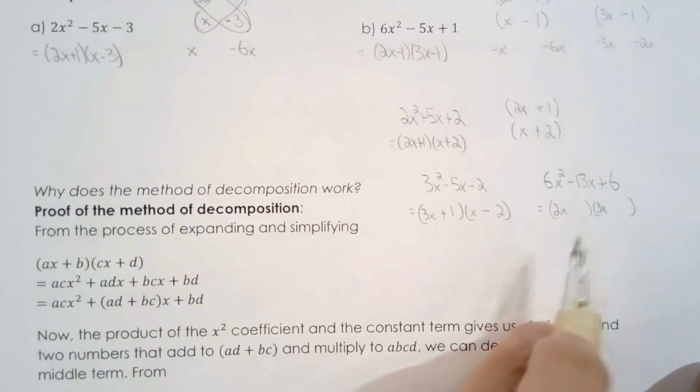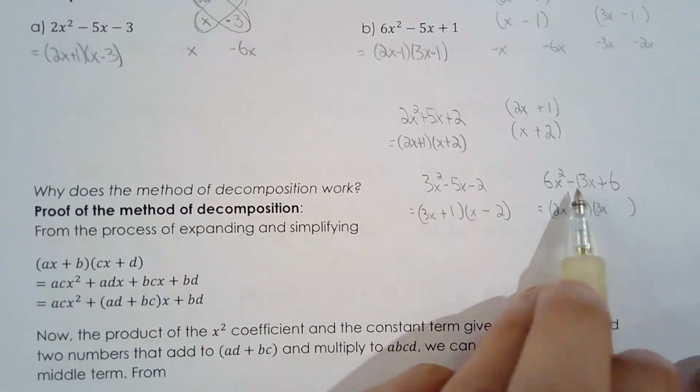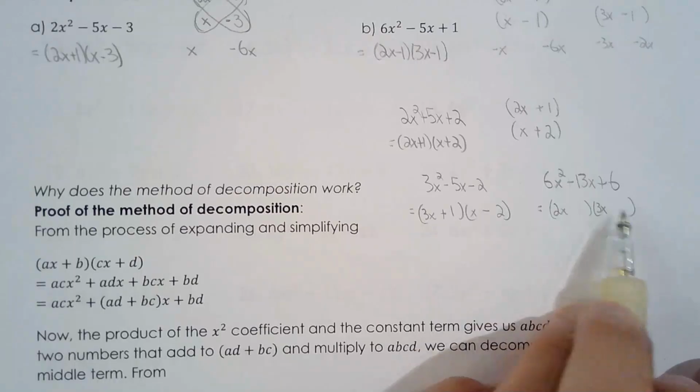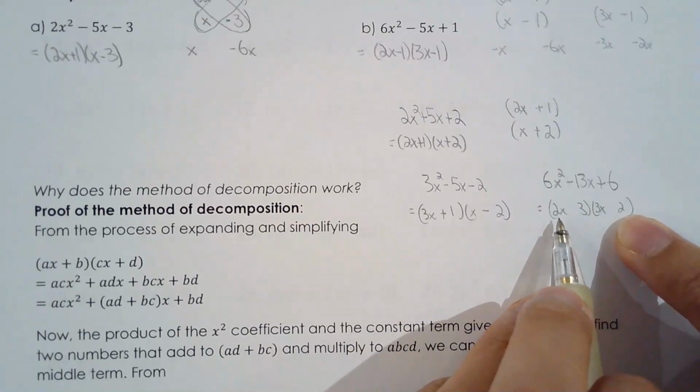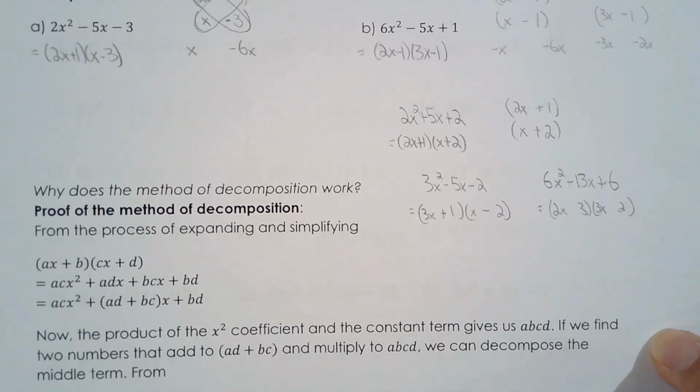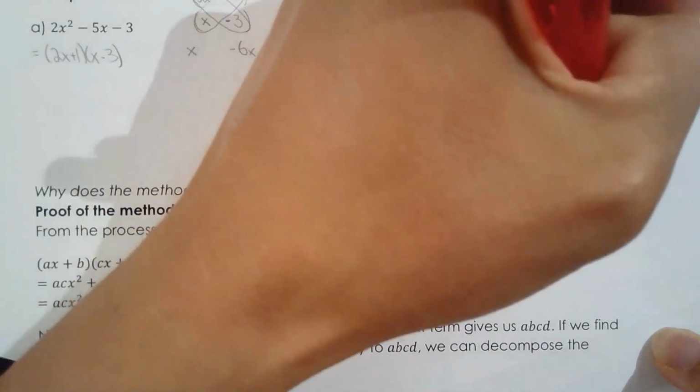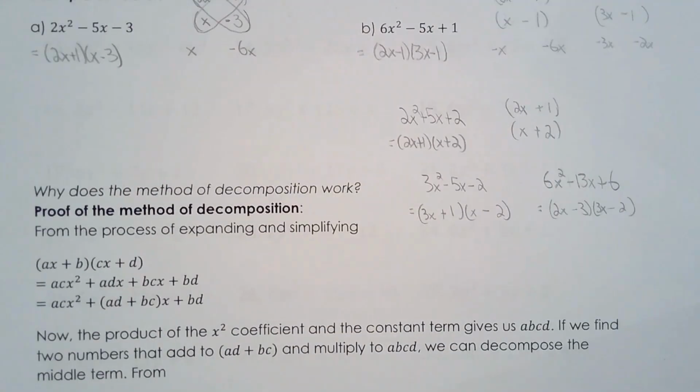That gives me my 6x squared. Now I want to make negative 13 here. So maybe, oh yeah, 3 and 2 here. 3 and 2, because the outside terms will give me 4x, inside terms will give me 9x. 4x and 9x give me my negative 13. Bam, bam, done. Okay, so we have a few more factoring techniques and then we're done.